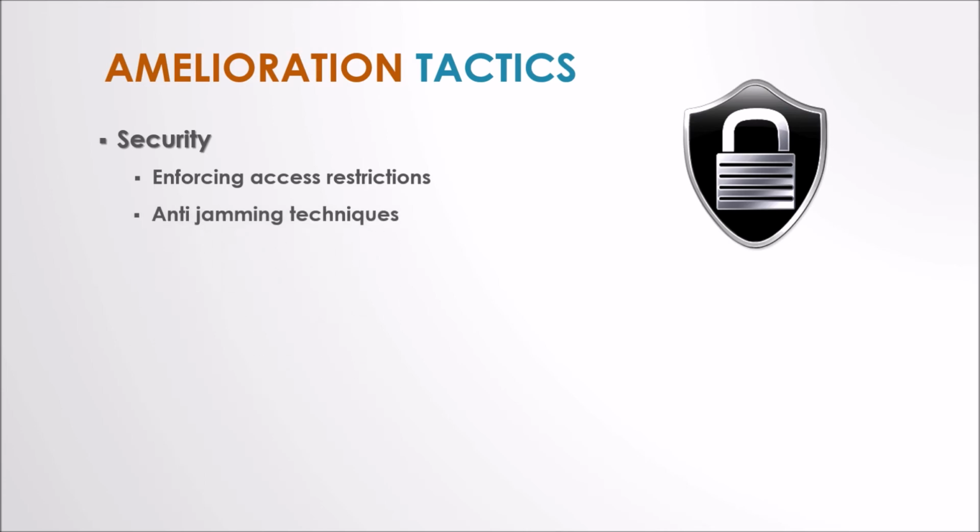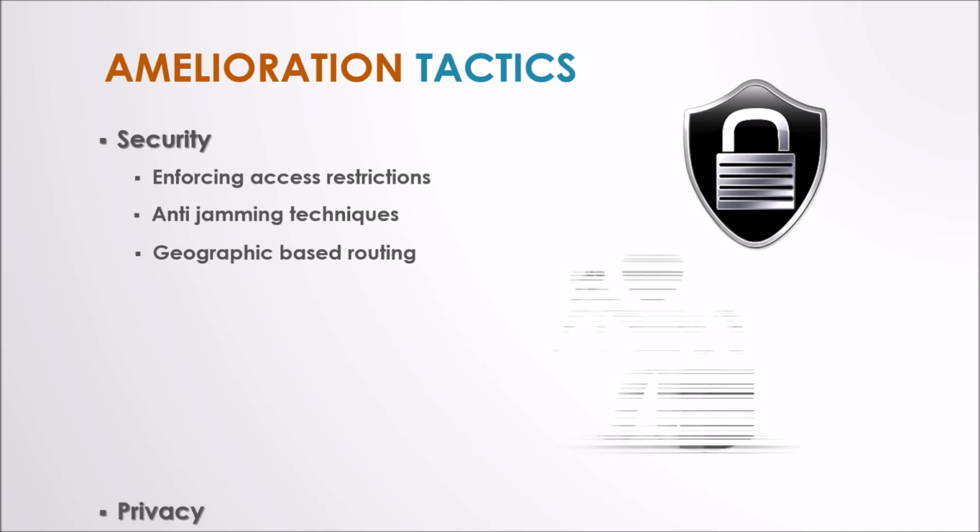Anti-jamming techniques. Here, ultra-wideband is used as an anti-jamming technique. A very short pulse is spread over a wide frequency band, which makes it very difficult for an adversary to detect and interfere with it. Geographic based routing. In case a malicious node tries to access the network, the malicious node will be detected and other nodes are aware of their location. Therefore, this kind of attack can be avoided.